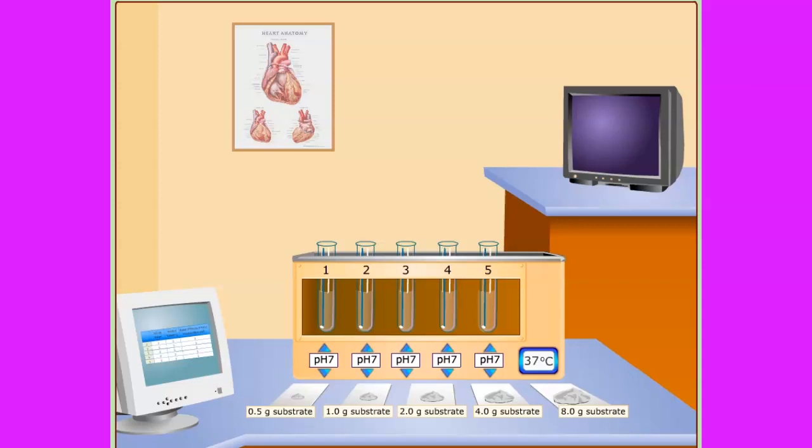enzyme activity. So I'm going to be able to adjust the pH in these 5 tubes. I'm going to adjust that to 3, 5, leave this at 7, 9, and 11. I'm going to keep the temperature the same, and I'm going to add the same amount of substrate to each of these tubes. So we're going to just do 1 gram of substrate to each one.